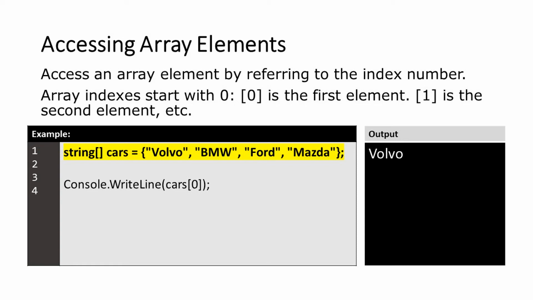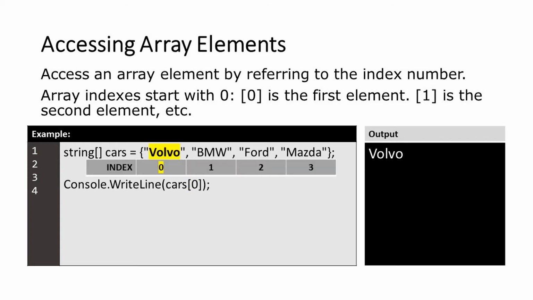To access these elements, we simply call the name of the array, then open and close square brackets. Inside the bracket is the index of the element we would like to access. I inserted 0, so this will return the element that is stored in the index 0. In this case, the Volvo.